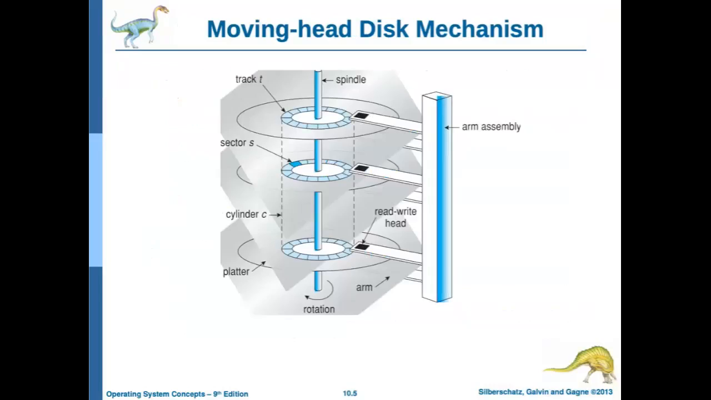Now in this diagram you can see a typical moving head mechanism for a disk, where we have the arm assembly, to which the read-write head is attached. Multiple platters are there, and if you think of a single cylinder, it is divided into tracks and sectors, and for every cylinder there will be a read-write head. So have a look at the sector and track.